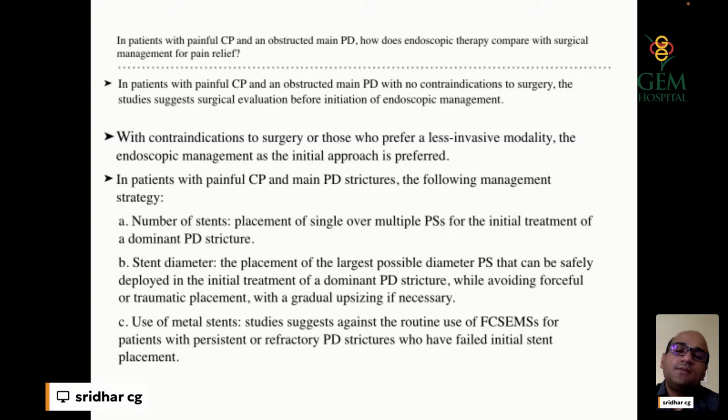And patients with painful PD who are not willing for surgery and who have a very dominant PD stricture can still consider to go for a pancreatic stent placement as an initial treatment. The main thing to tell the patient is it won't be a single sitting procedure, it needs to be a multi-sitting procedure, and we need to place more than 1 to 2 stents or serial stents to upgrade so that the stricture gets dilated and the ductal obstruction is improved. The role of ESWL we'll discuss sequentially.